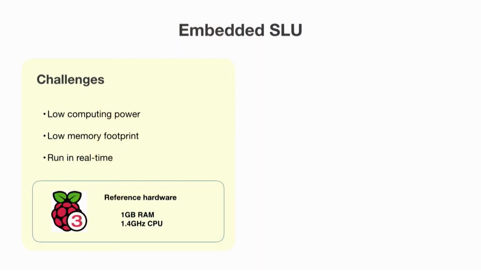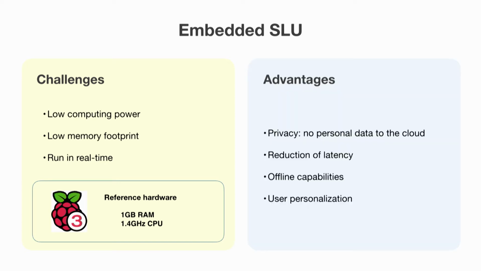So you could say, why then bother doing SLU in an embedded way? Well, because it comes with some advantages. The first, most evident one is privacy. Your personal data, and especially your voice, which is biometric data, does not go to the cloud. You can reduce latency because you don't need a round trip to the cloud. Your assistant will have offline capabilities, so you don't need to be connected to the internet to work.